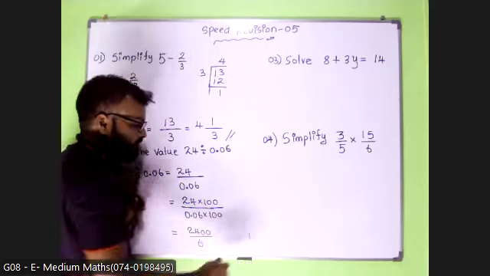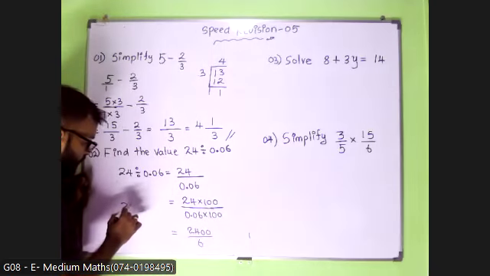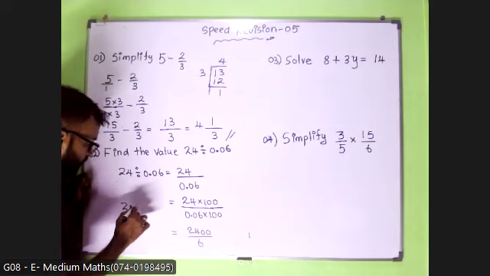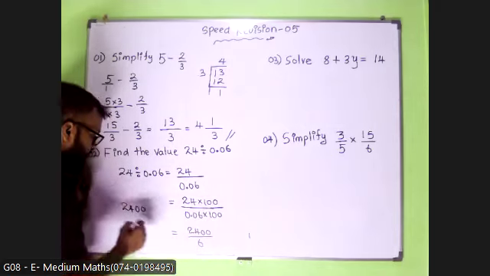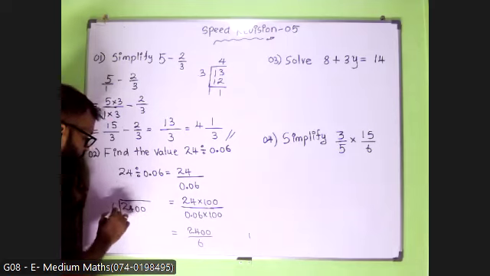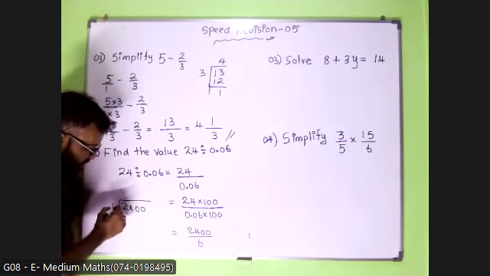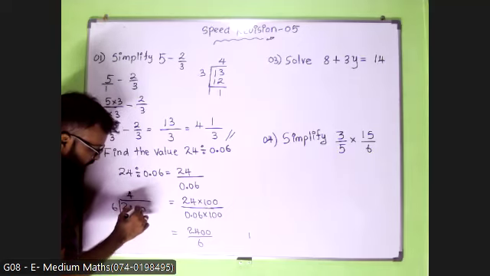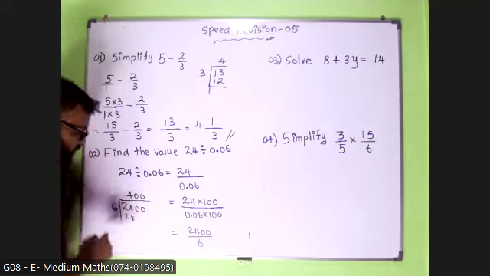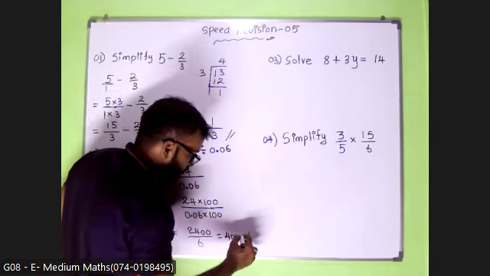Then use long division to divide these. Or you can do the division here. 2400 divided by 6. 6 times 4, 24, and 0, 0. So your answer should be 400.